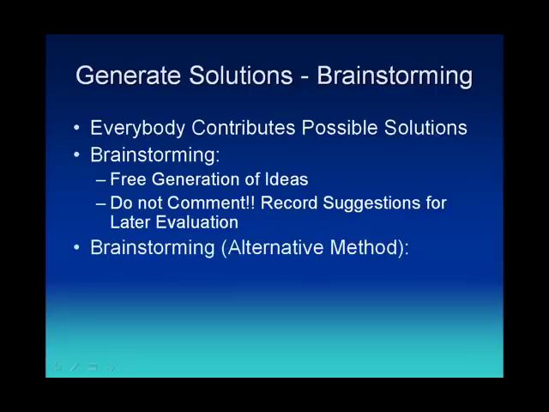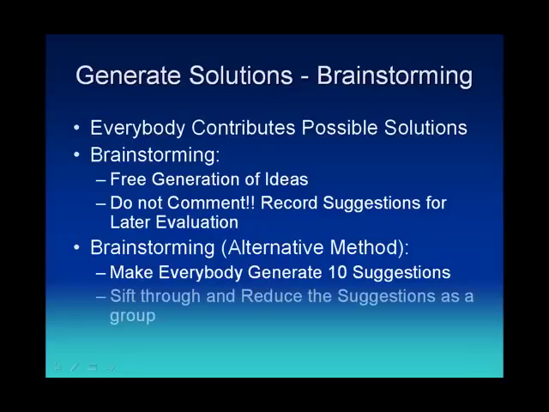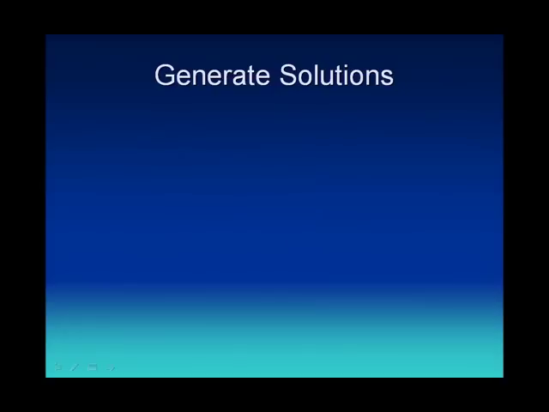Now, if you don't have a lot of time to spend in a big group brainstorming session, another possibility is to send everyone home and make them write a list of, let's say, 10 suggestions for possible solutions. Then get together, have everyone compare their lists, and then you can make an entire list as a group of possible selections. This is an inferior method, but it can work.